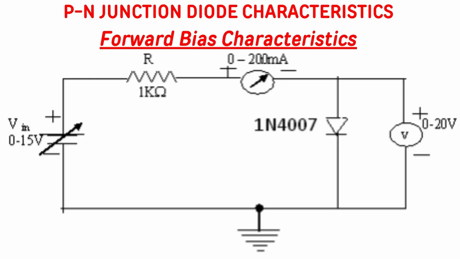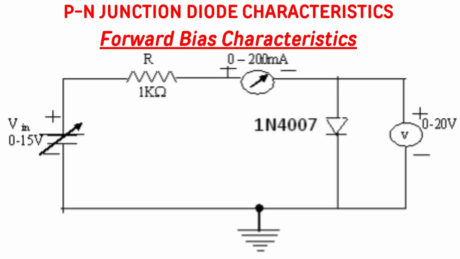PN junction diode characteristics. Coming to forward bias. Forward bias is considered if positive is connected to p-type material and negative is connected to n-type material, or positive is connected to anode and negative is connected to cathode.